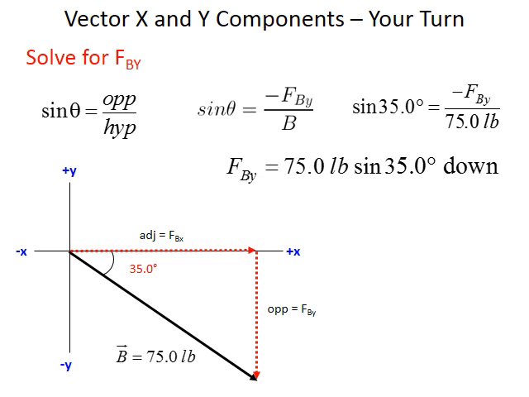So we get F sub By is 75 pounds times the sine of 35 degrees down, and the negative sign can throw people off here. If you don't like the negative sign doing the math, that's fine. Pull it out. Just remember when you get to the end to put the negative sign back in. The negative sign is very important here. And if you forget it, it would count as wrong.